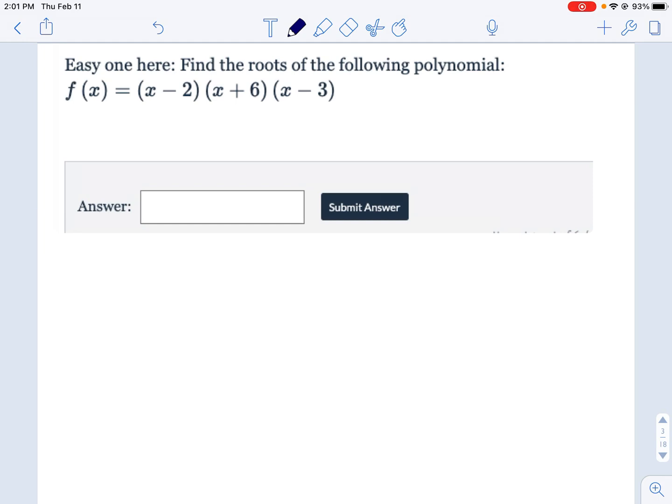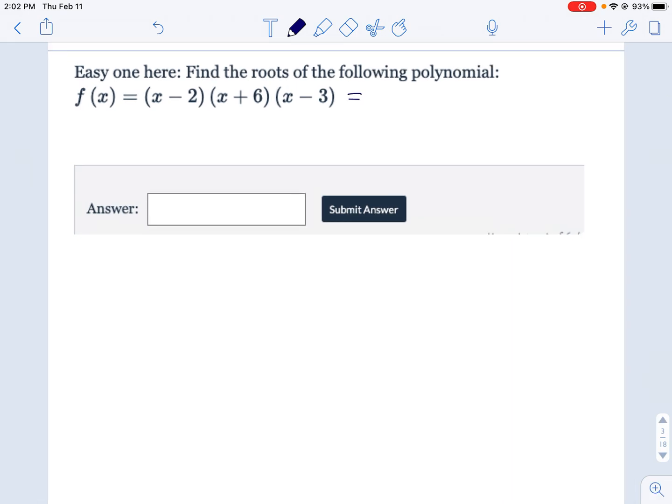I think one of the questions was how to find roots. I think this is the type of problem you're talking about. The thing that's important to see here is that this function is already factored. And what I mean is you have three binomials here that are being multiplied together, equaling 0.